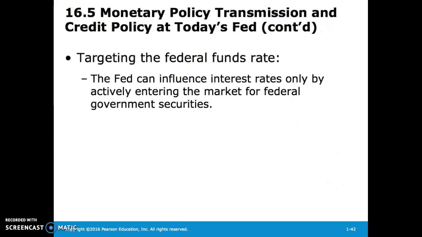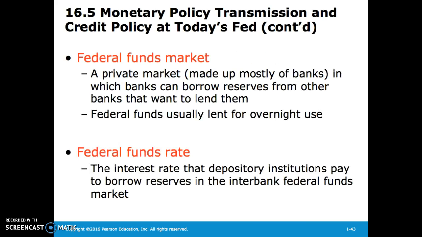The Fed can influence interest rates only by actively entering the market for federal government securities. The federal funds market is a private market in which banks can borrow reserves from other banks that want to lend them. Federal funds are usually lent for overnight use.